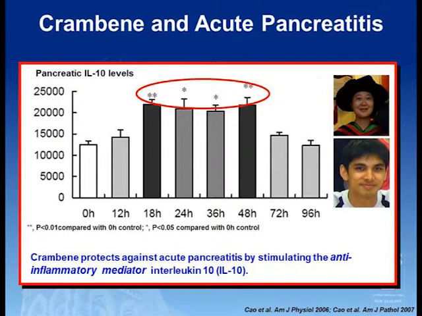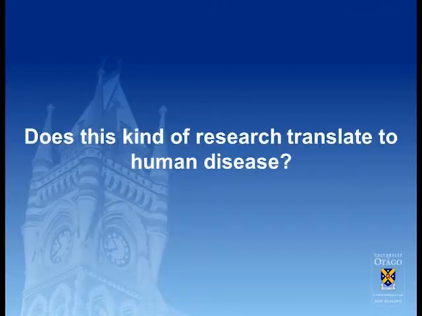What they were able to show was that there is an increase in pancreatic interleukin-10 levels with crambene treatment, and crambene could protect against acute pancreatitis by stimulating the anti-inflammatory mediator IL-10. So either you block a pro-inflammatory mediator or you activate an anti-inflammatory mediator. Now, all this research that I have shared with you so far is with experimental models of disease, and it's a fair question as to whether or not this research can translate into human disease.